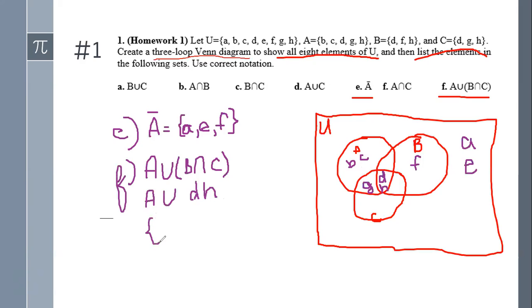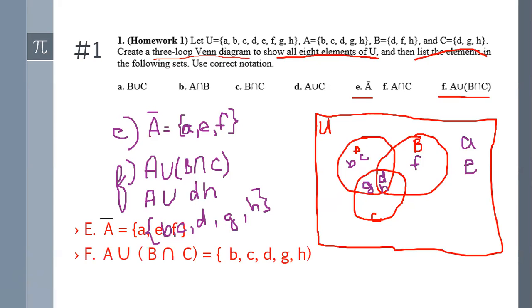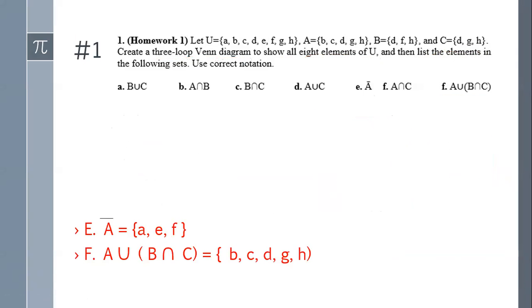So that's going to give you B, C, D, G, and H. And let's check our answers. A, E, F, you can kind of see it there. Ignore the B and C between them. And then B, C, D, G, H. Yep, all right. Let's move on.